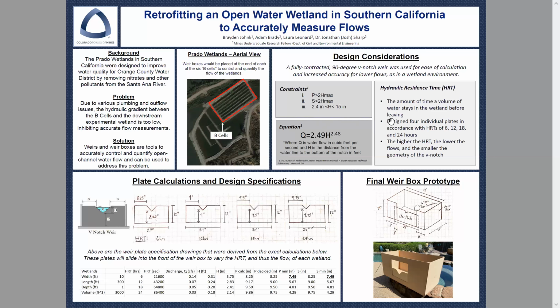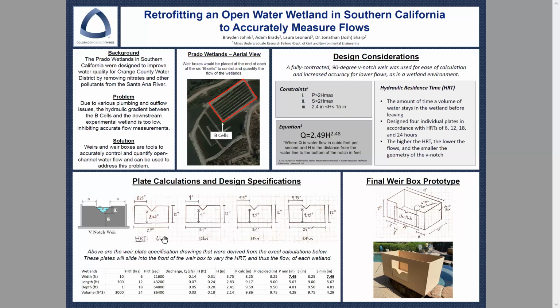So these two on top of the hydraulic residence time, and the hydraulic residence time, or HRT, is the amount of time a volume of water stays in the wetland before leaving. And the researchers at Prado wanted 4 different HRTs for the wetlands of 6, 12, 18, 24 hours. So I designed 4 individual plates in accordance with these times. And as you can see below, the greater the HRT, which is the longer the water in the wetland stays in the wetland, the lower the flows, and hence the smaller the geometry of the V-notch.